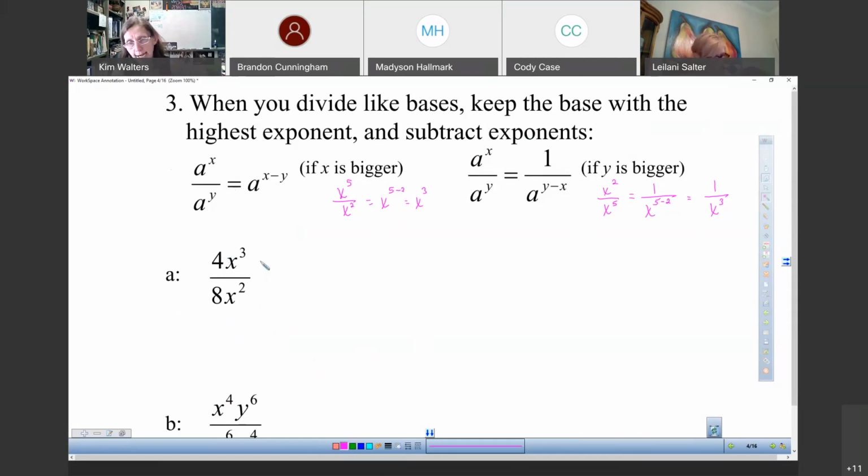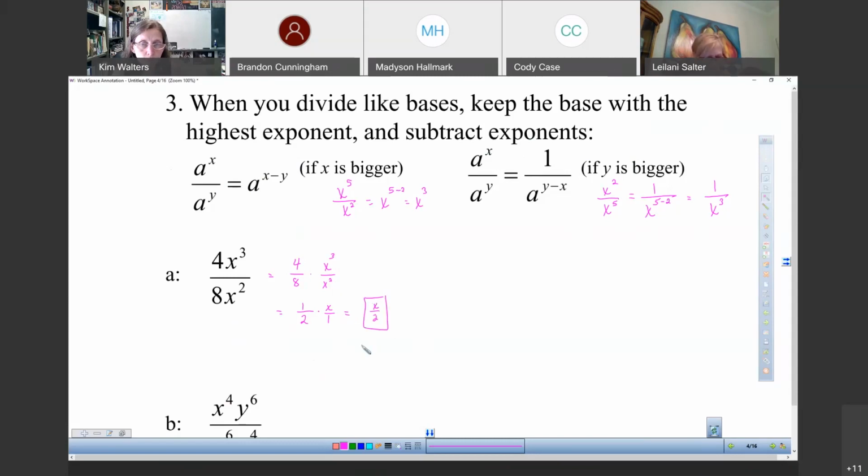I've got numbers and I've got variables, so I'm going to split this up. I have 4 over 8, and I'm going to simplify that. And then I have x to the 3rd over x squared. If you can do all of this without splitting it up, there's nothing wrong with that. So 4 over 8, 4 divides into both of those and leaves me with 1 over 2. X to the 3rd over x squared: my highest power is in the numerator, so 3 minus 2 is 1, and so I'm left with an x. Because I'm multiplying it by 1/2, I'm going to think of it as x over 1. Now I'm going to multiply straight across, and my final answer is x over 2.